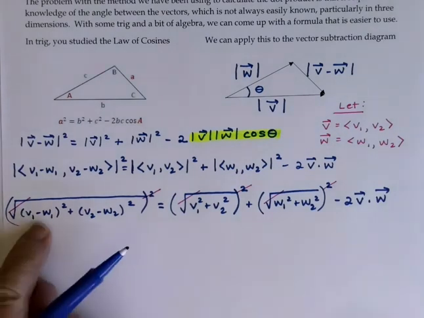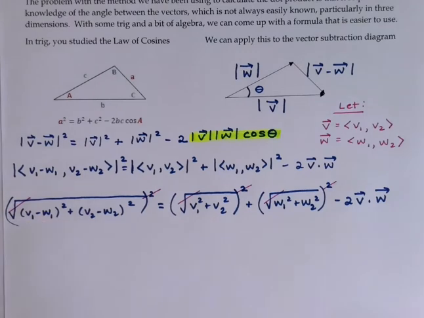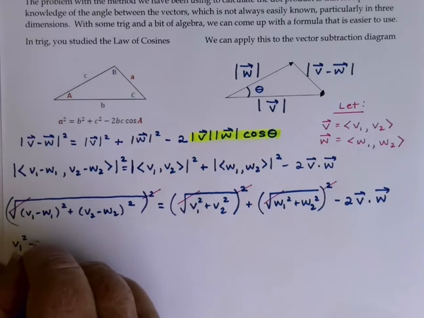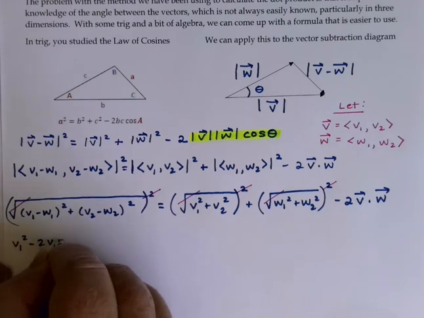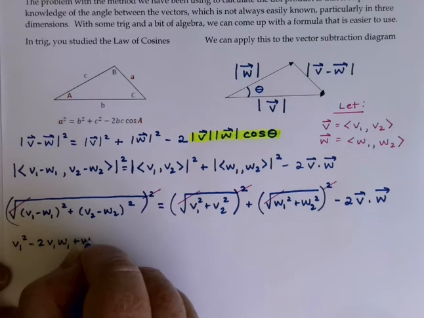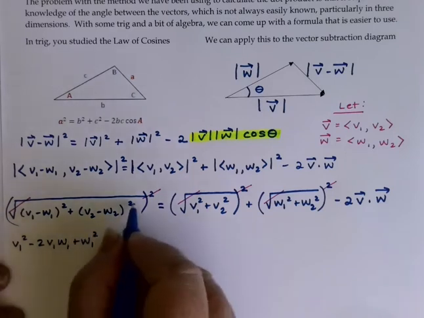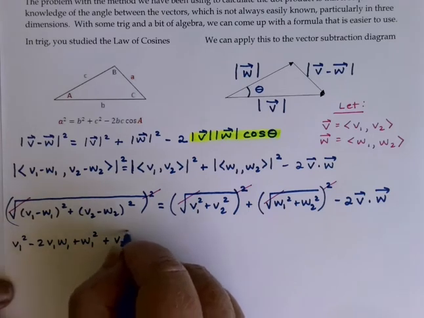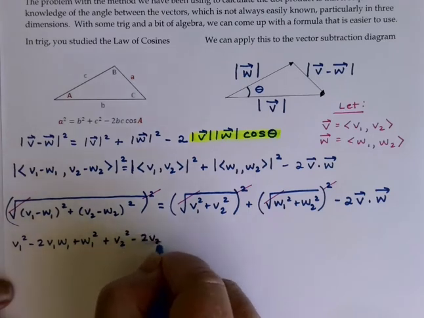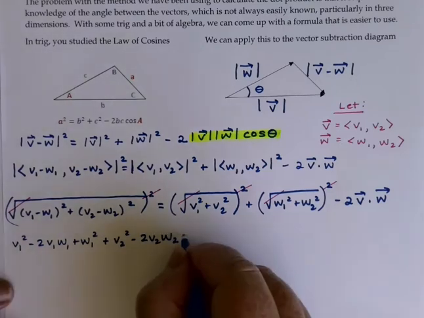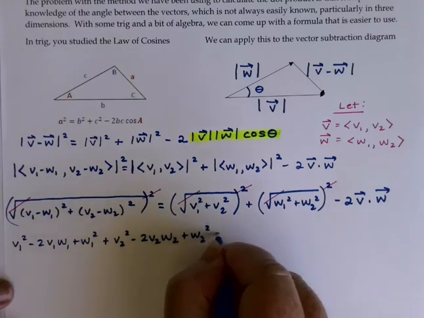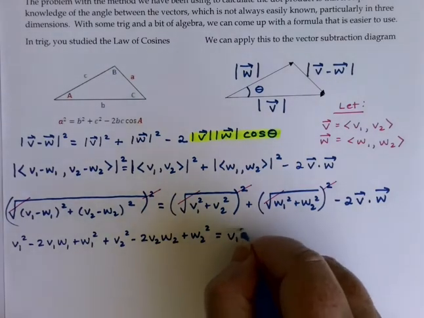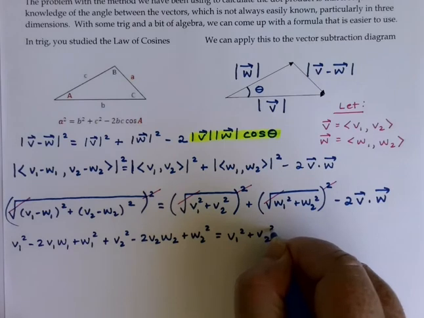And let's next actually square these out. We'll write out what we get. Squaring the binomial here will give me v1 squared minus 2v1w1 plus w1 squared. And then squaring that binomial, v2 squared minus 2v2w2 plus w2 squared. And on this side, just everything without the radicals. We'll just rewrite.